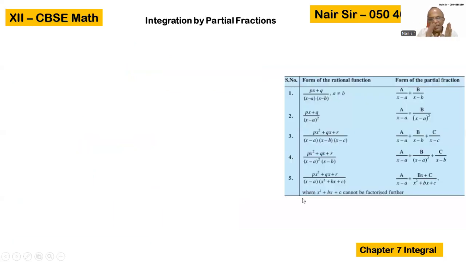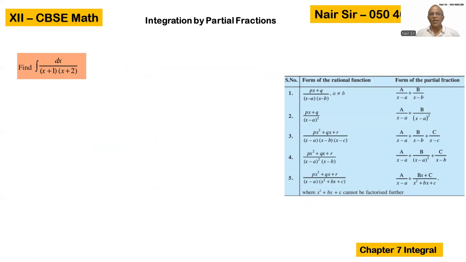I have pasted this particular formula sheet for you on your right hand side. Whenever you are doing exercise 7.5, kids, just keep that formula sheet right in front of you, no problem. Because the more you see the formula, the more you're going to remember and learn it. Let's take the first question.